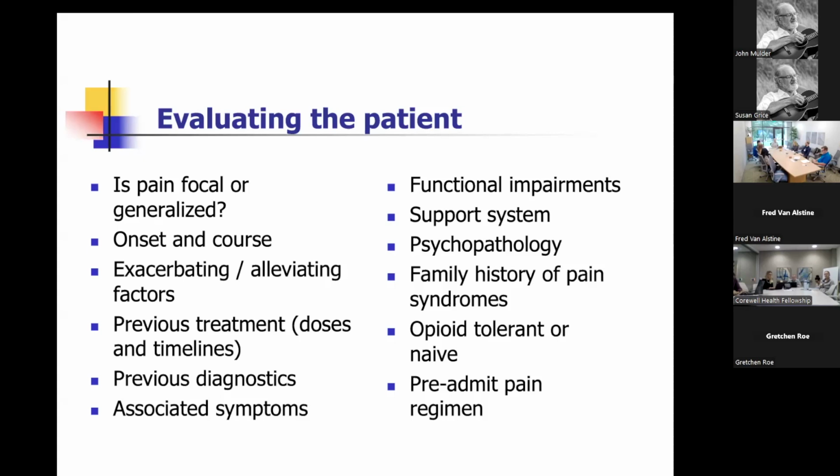then we might say, oh, okay, this is a family that has a tendency to focus on the ailment, focus on the pain, and look for chemical strategies to relieve that. If you've got something like that going on in the family, then this is what patients may expect. So understanding what's going on in the family can be very, very helpful. The last two bullets here are the opioid naive or tolerant patient and pre-admit pain regimen.